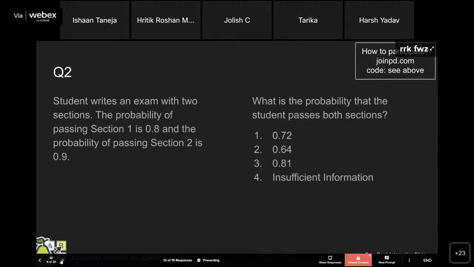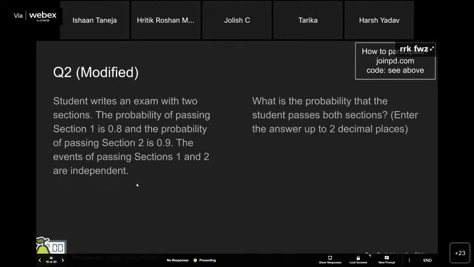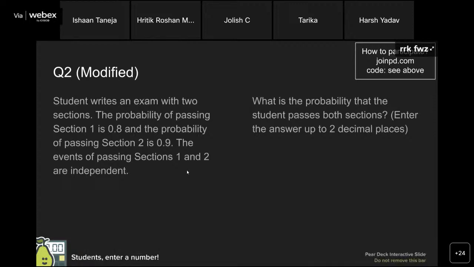Okay. So here this second piece of information is not known to us, so we cannot compute that probability in general. So it would be insufficient information for this case. But if I modify this question a bit and add one more statement that the events of passing section 1 and section 2 are independent, now we know that it's independent, and we have enough information to solve it.